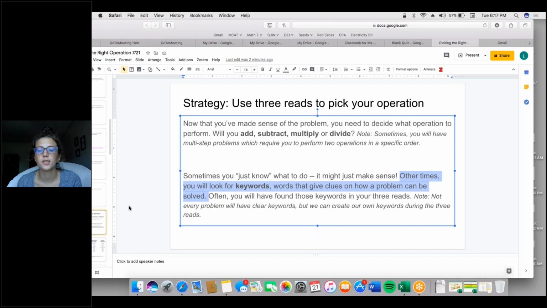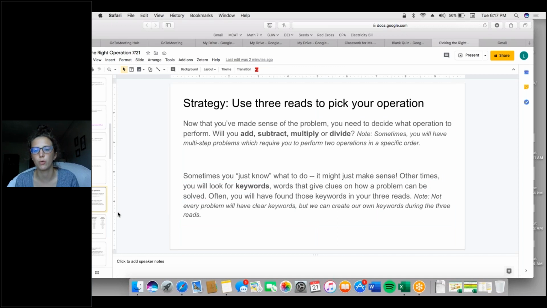Often you'll come across these keywords in your 3 reads and you will include them in that step that says what information is important. Not every problem has a clear keyword that means, hey, I see total, that means add. But often if you read it 3 times, you can infer or figure out what that keyword is, and then you'll know what to do.